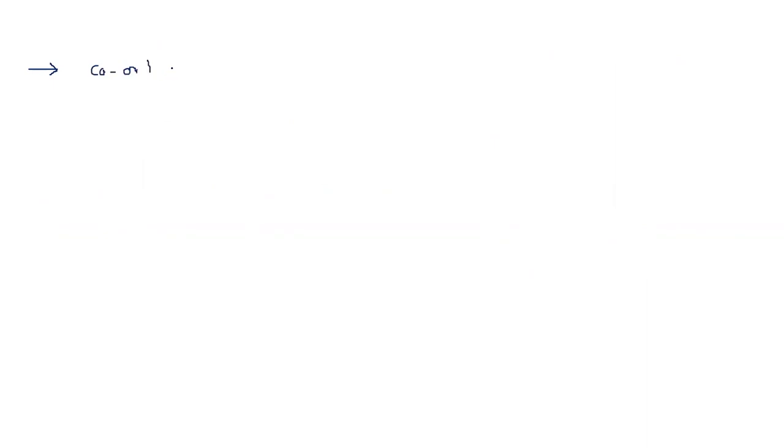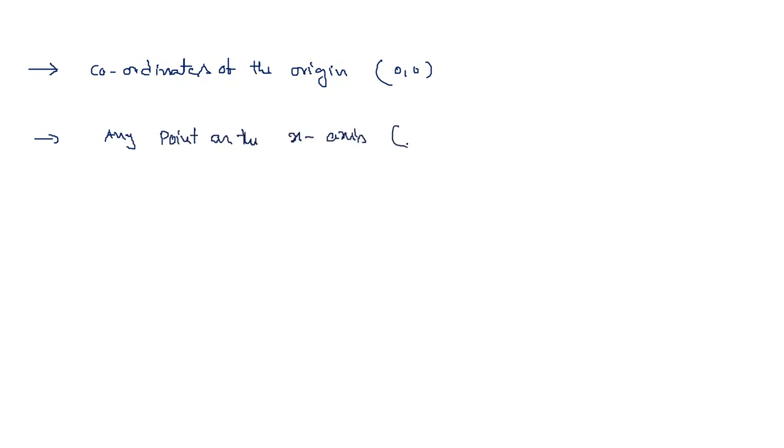What are the coordinates of the origin? Coordinates of the origin are 0, 0. Any point on the x-axis: how do the points look on the x-axis? If you are traveling on the x-axis, how are the positions? x comma 0.